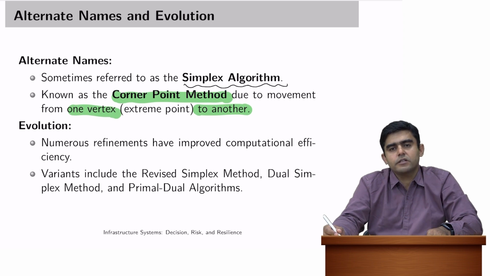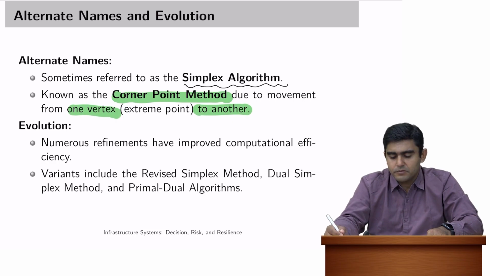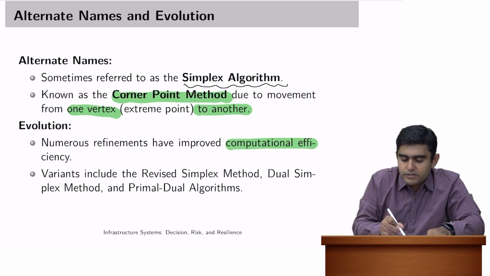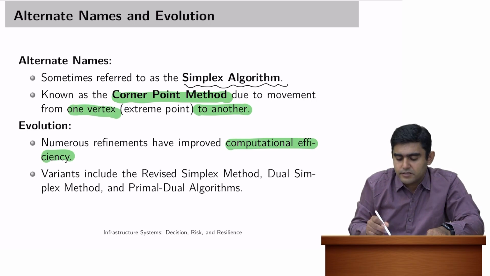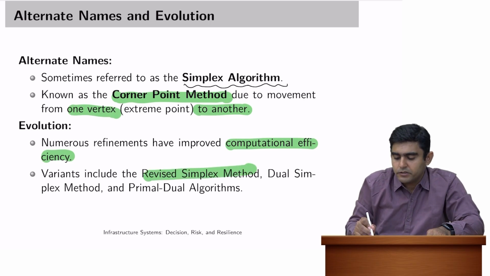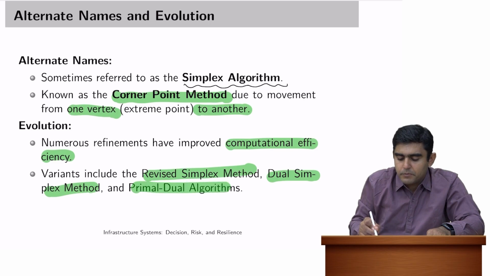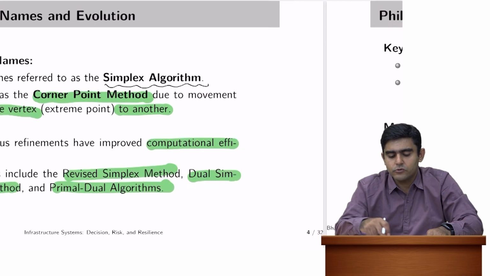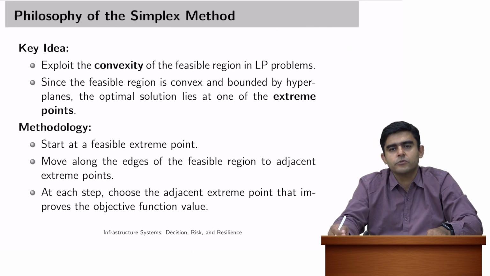The simplex algorithm was a great start, and it is still used widely across various algorithms and programming languages that solve optimization problems. But various refinements have happened to improve its computational efficiency, and methods such as the revised simplex method, Karmarkar method, dual simplex method, and primal-dual algorithms have been proposed. We will also look into a few of these in the context of infrastructure planning and resource management. But today our focus is going to be on the simplex method.